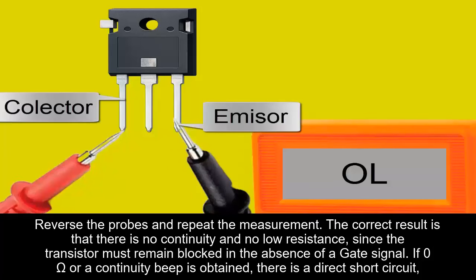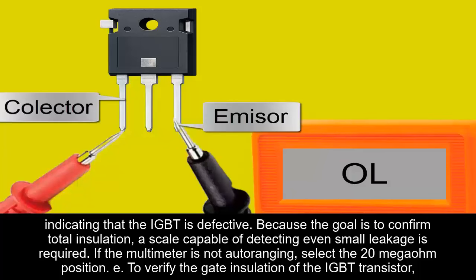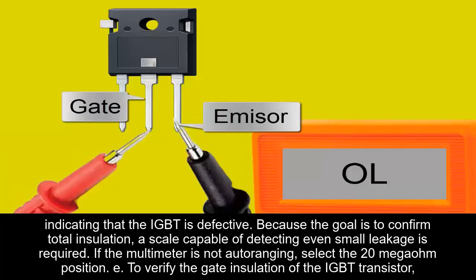If 0 ohms or continuity beep is obtained, there is a direct short circuit, indicating that the IGBT is defective. Because the goal is to confirm total insulation, a scale capable of detecting even small leakage is required. If the multimeter is not auto-ranging, select the 20 megaohms position.